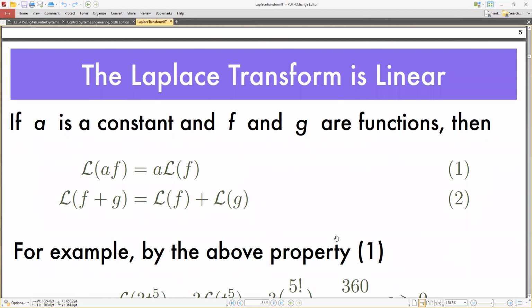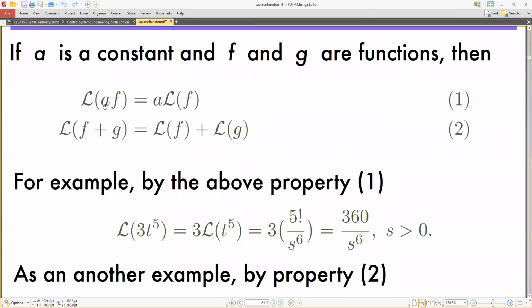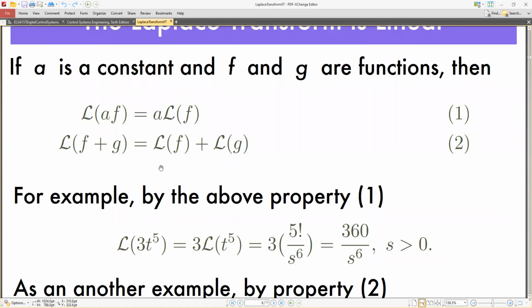The Laplace transform is linear. If a is a constant and f and g are functions, we can write like this. These are the properties of the Laplace transform: L of a f is equal to a times L of f, and L of f plus g is equal to L of f plus L of g. So that means it has the linearity property.